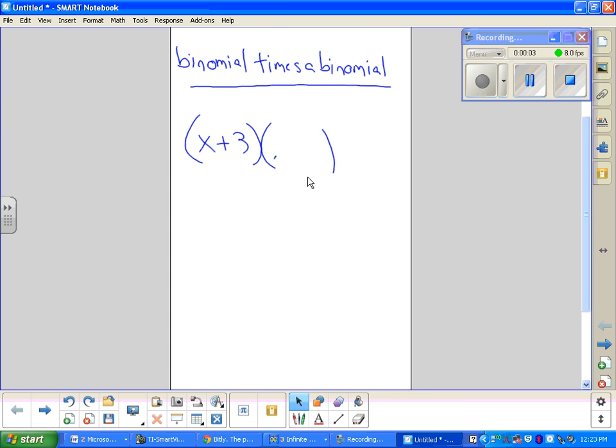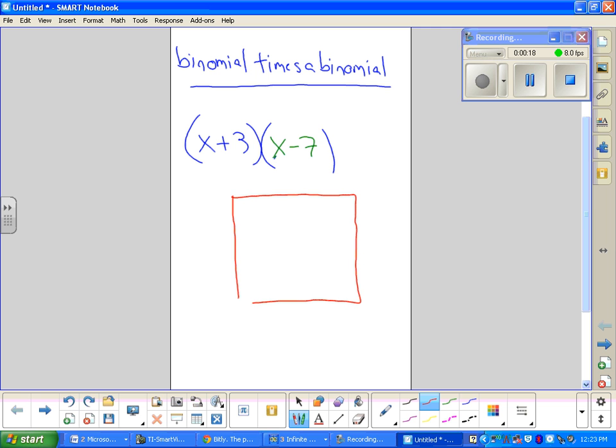Okay, we have our third example of multiplying a binomial by a binomial. And right now we're multiplying x plus 3 times x minus 7. We'll start off by making the boxes because we're using an area model. And there are two boxes by two boxes because there are two terms in each parentheses.